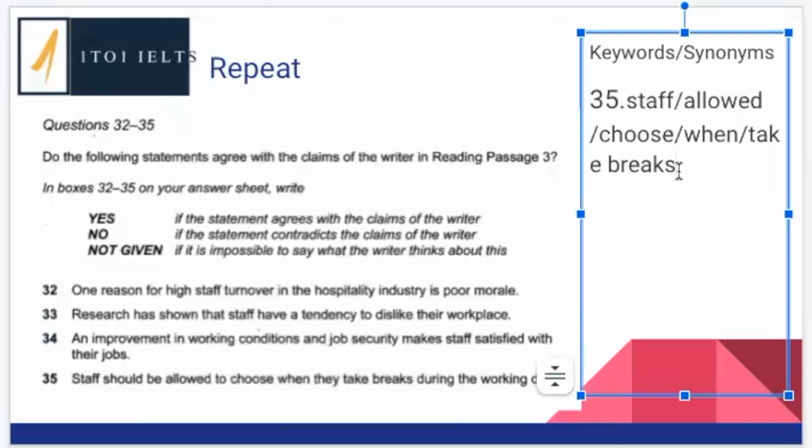It's nice to predict what our answer is. We don't know yet. Every single answer could be yes, every single answer could be no, or every single answer could be not given. We don't know, but it's always good to have in mind, okay, they haven't given me a not given question yet, so there's a good likelihood. So again, we're going to look at these keywords. We've got staff, when to take breaks. So taking breaks is probably going to be the keyword. I can't imagine there's many synonyms for this, so we're just looking for the word break.